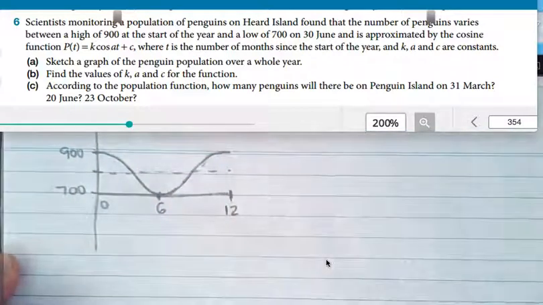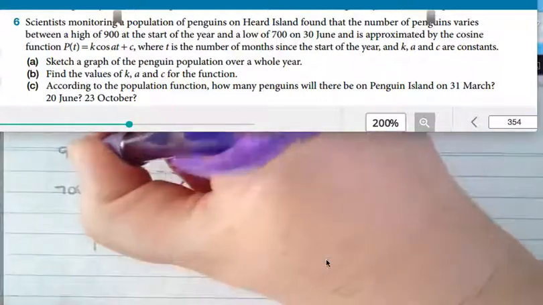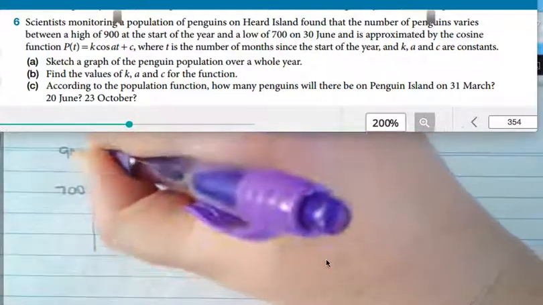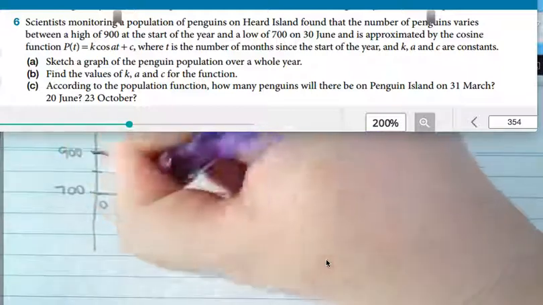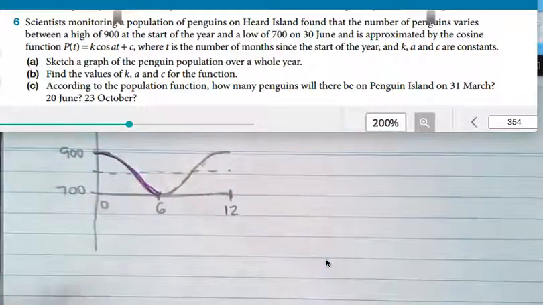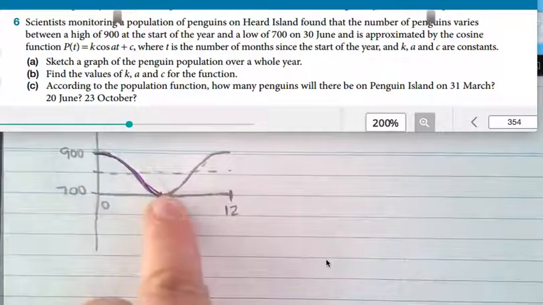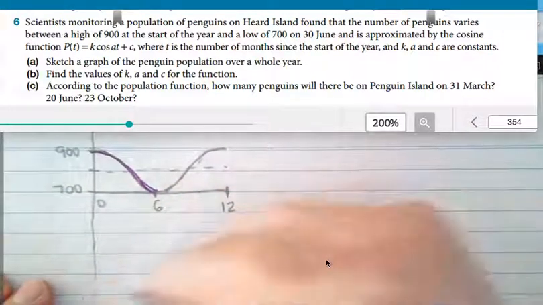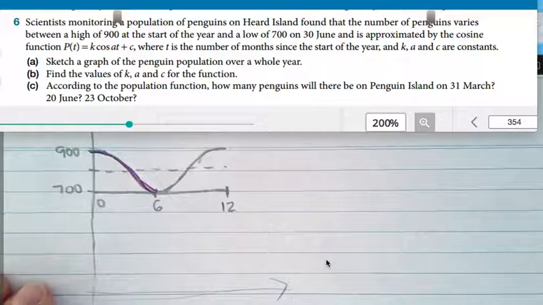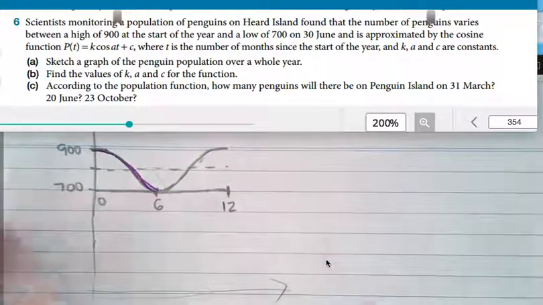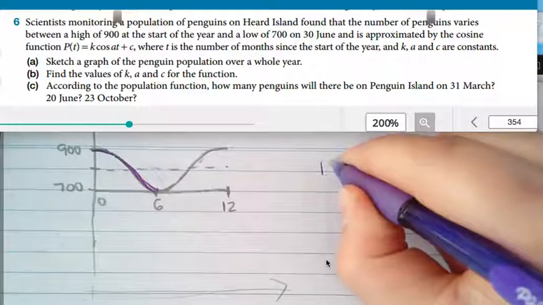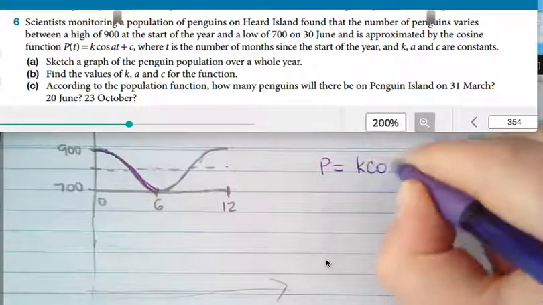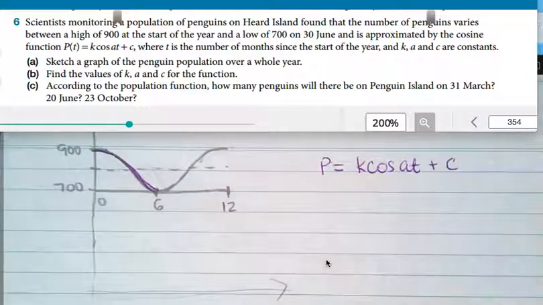12 months. Okay, so they're saying that the population is declining, but I know the population's not all of a sudden going to go back up, but I have to complete a whole curve. Do you understand? This is the middle of the graph, and I know the axis is all the way down here, but it doesn't matter. I don't really need it. Now this is the population is K cos AT plus C. I'm sure everyone could tell me where C is.